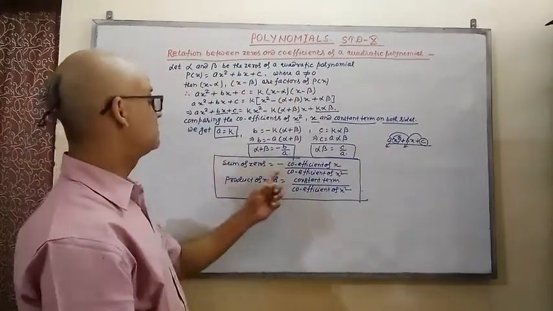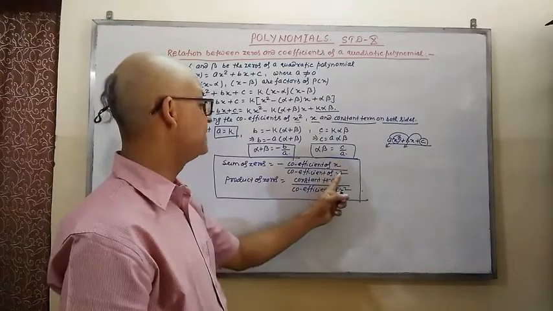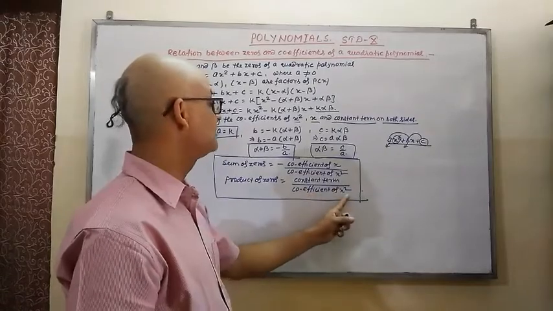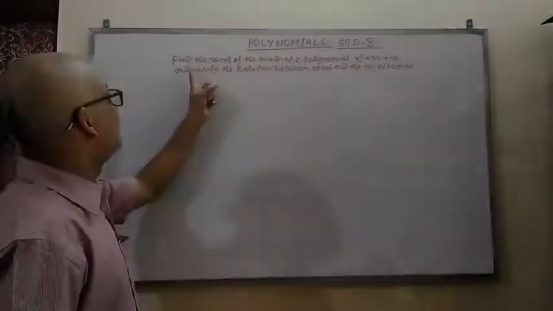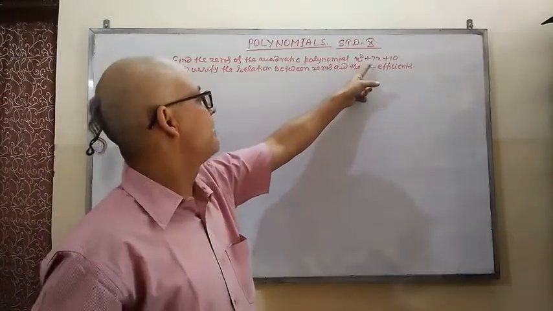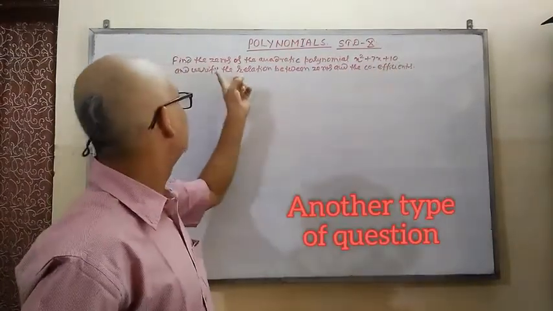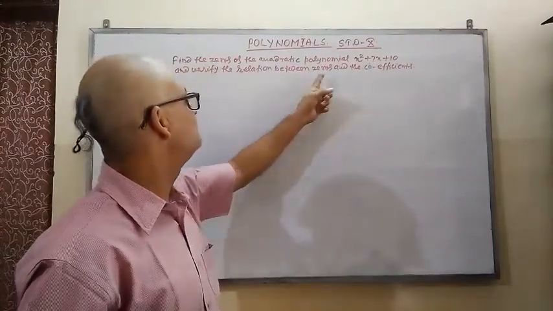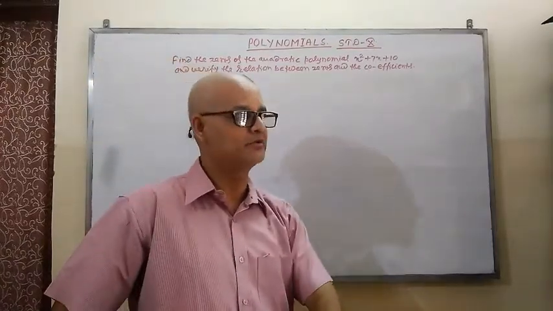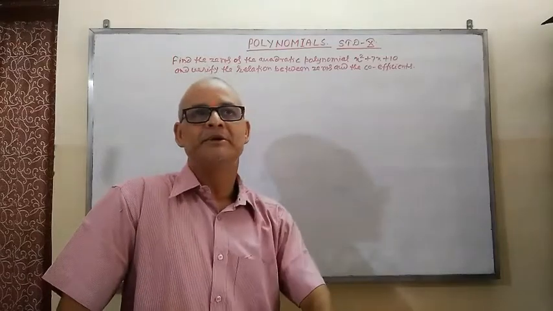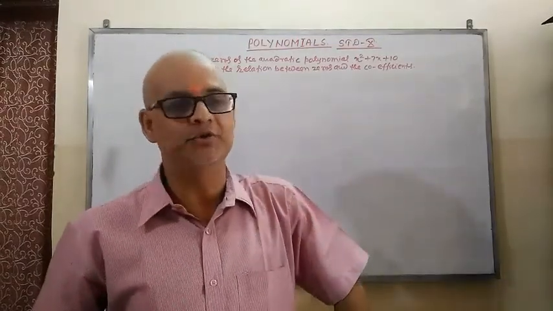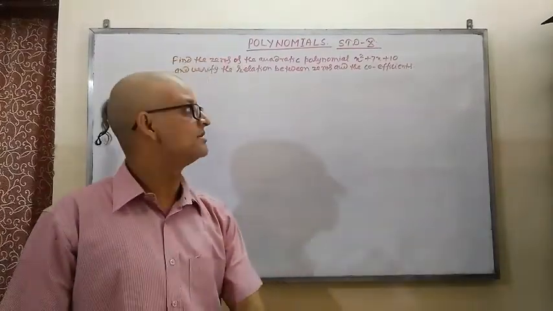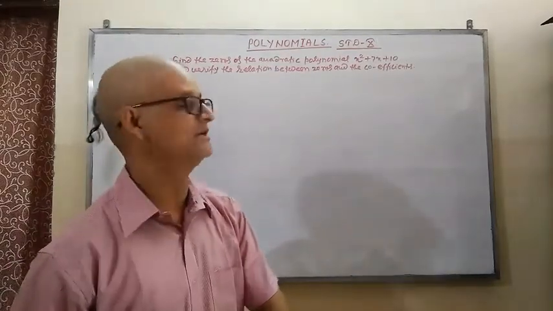Sum of zeros is equal to minus coefficient of x by coefficient of x square, and product of zeros is equal to constant term divided by coefficient of x square. Find the zeros of quadratic polynomial x square plus 7x plus 10, and verify the relation between zeros and coefficients. This is a very common question in quadratic polynomials. First we will find out the zeros, and after that with those zeros we will verify the relation between zeros and the coefficients.